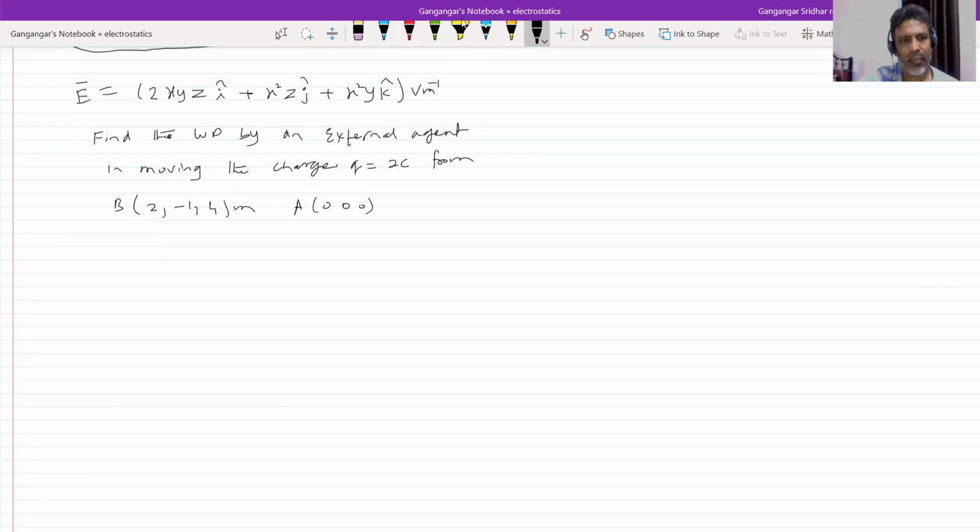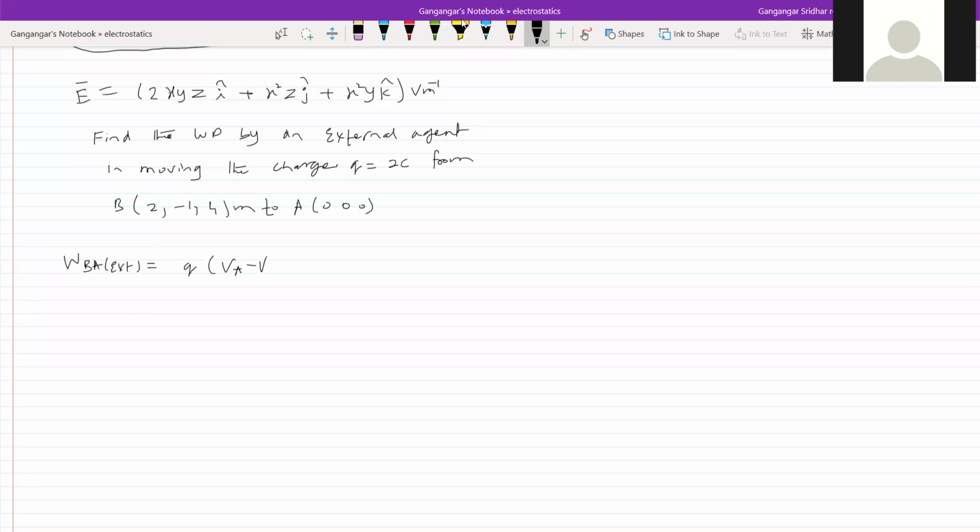What is the generalized equation? Work done by an external agent in moving a charge from B to A. What is the formula? Q into VAB, no? It comes reverse, no? From B to A should be Q into VAB. So what we have to calculate? VAB we have to calculate from the formula here.